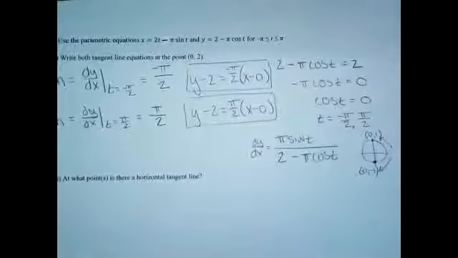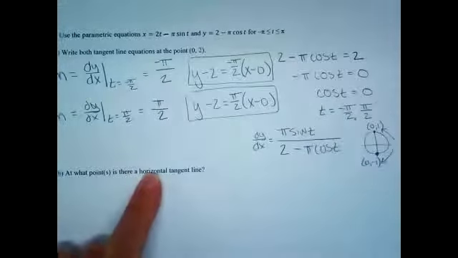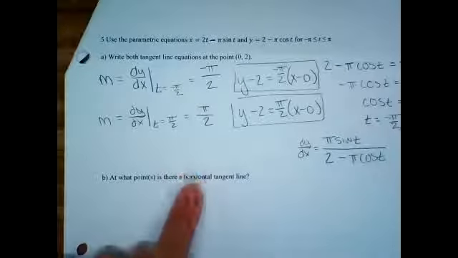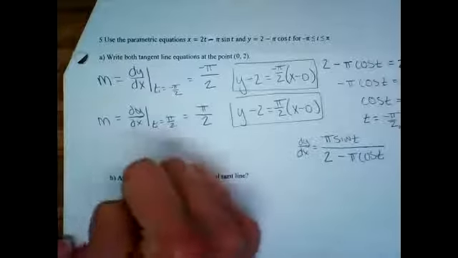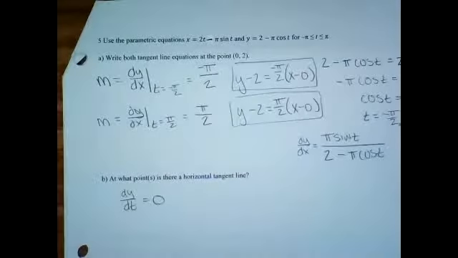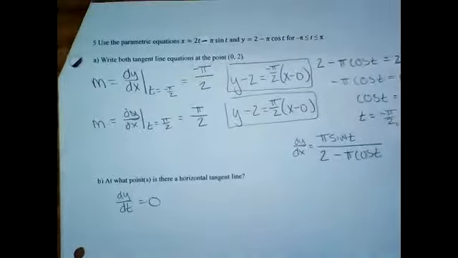All right, last one. At what points is there a horizontal tangent line? What are we going to set equal to 0? Good. dy dt is 0. dx dt is vertical tangent line. dy dt is horizontal tangent line.